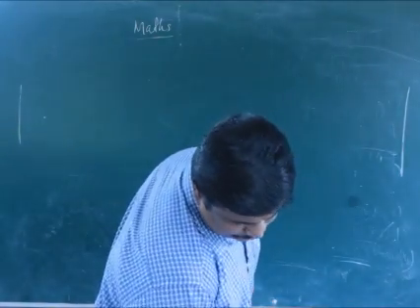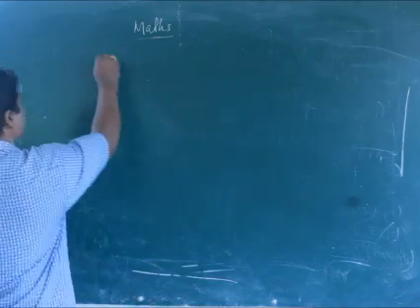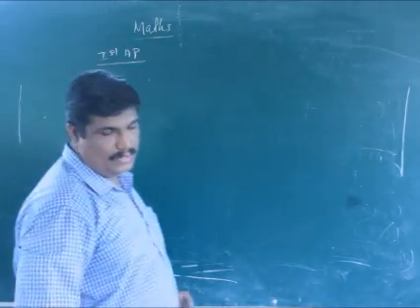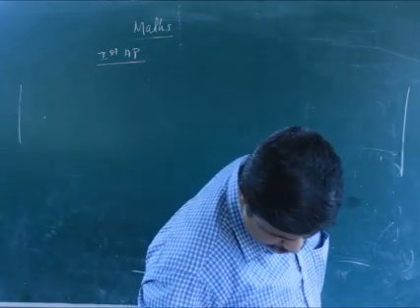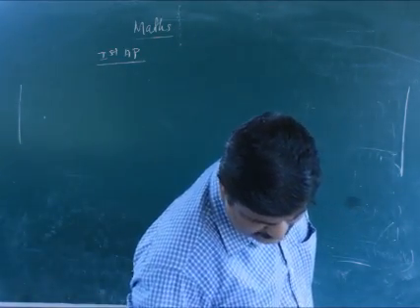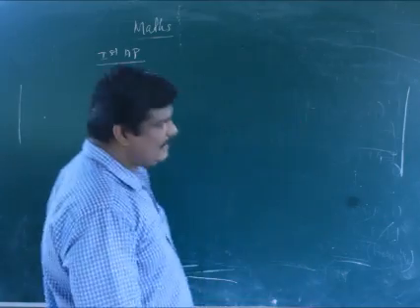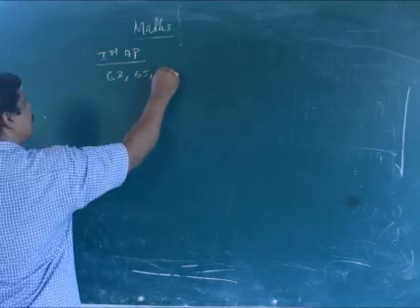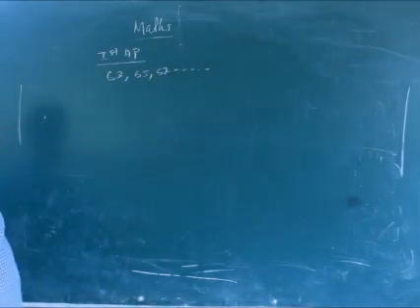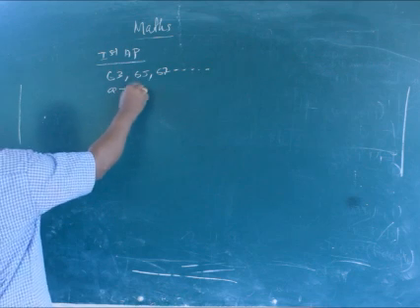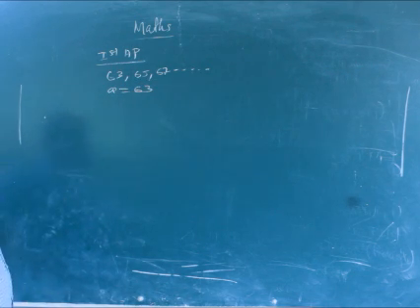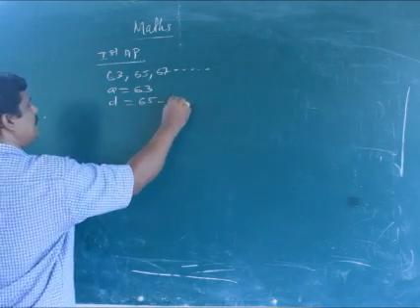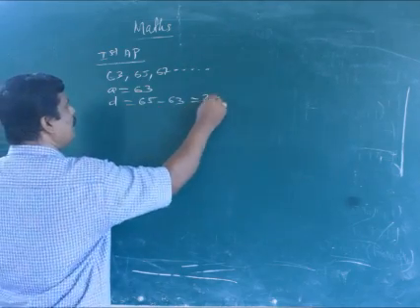So first AP: 63, 65, 67, etc. What is the first term? A is equal to 63. Common difference D is equal to 65 minus 63, the result is 2.